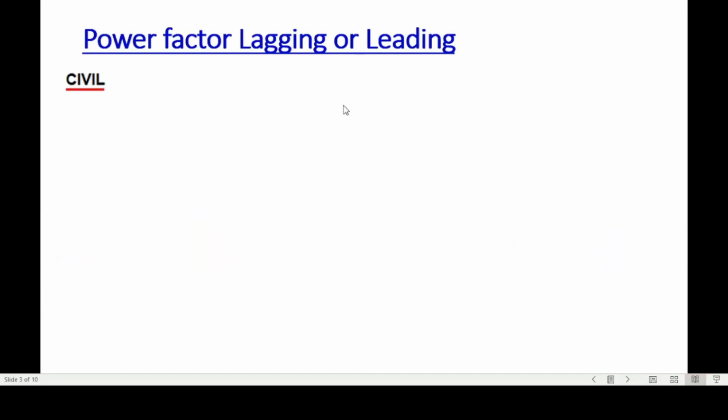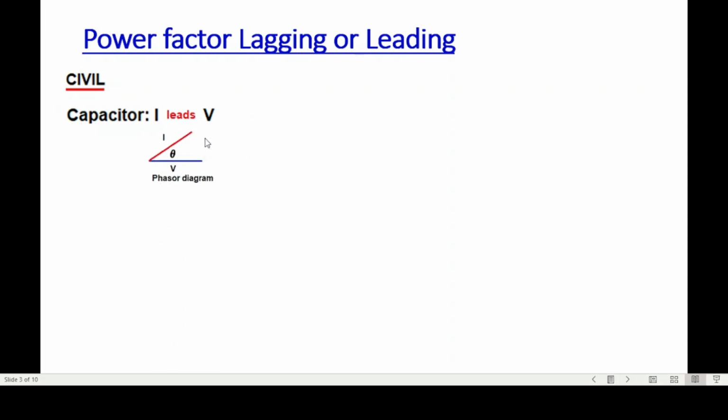I'll follow, first of all, this code. Some students follow this: CIVIL, that means for a capacitor, current is before voltage, and for an inductor, voltage is before current, or leading. So like a capacitor, current leads voltage, current is before V, or current leads V.